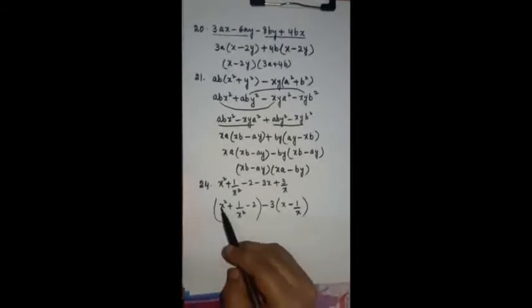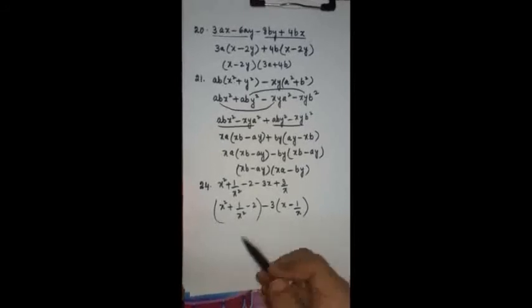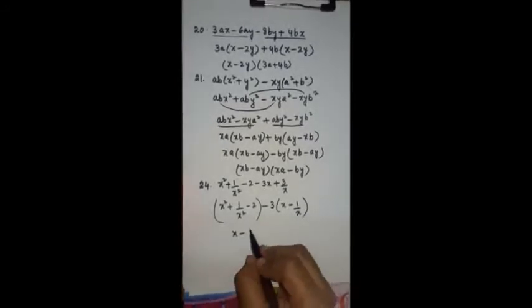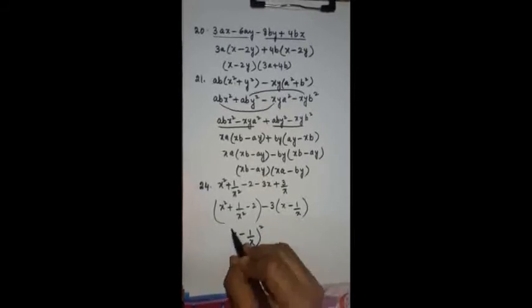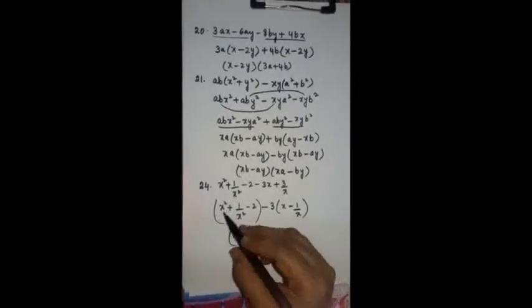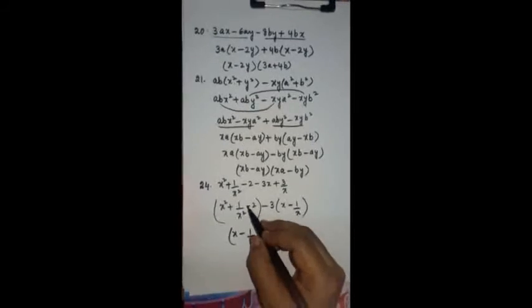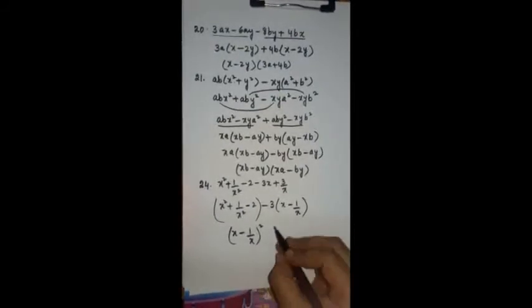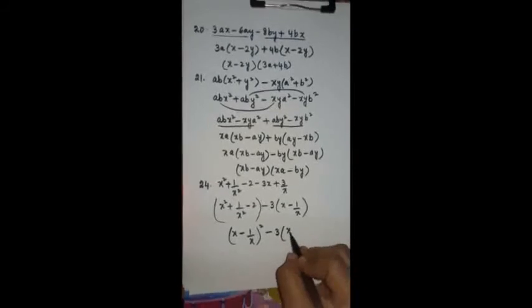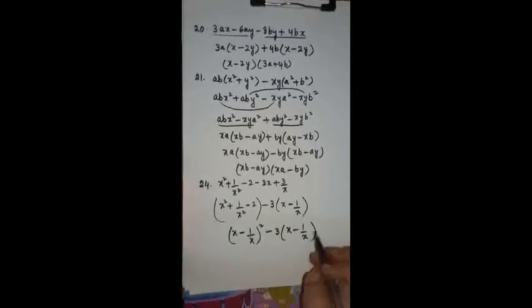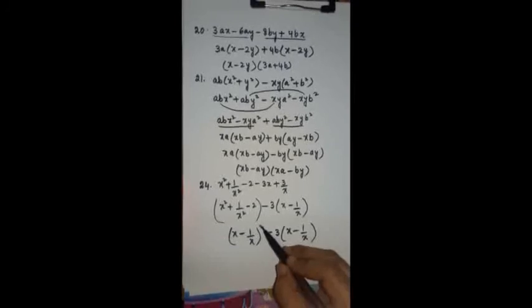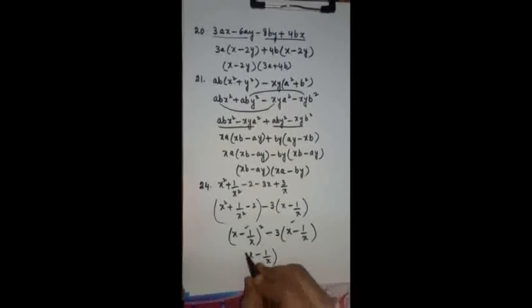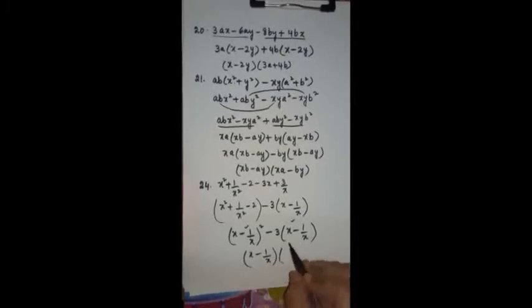Now x square plus 1 by x square minus 2, this is the expansion of what? It is the expansion of (x minus 1 by x) whole square. (x plus 1 by x) whole square will be x square plus 1 by x square plus 2. Over here minus 2 is there. So (x minus 1 by x) whole square minus 3 of, same thing here, (x minus 1 by x). So over here (x minus 1 by x) whole square and (x minus 1 by x), this and this is common. So let us take (x minus 1 by x). Then here (x minus 1 by x) is remaining, minus this 3 is remaining.